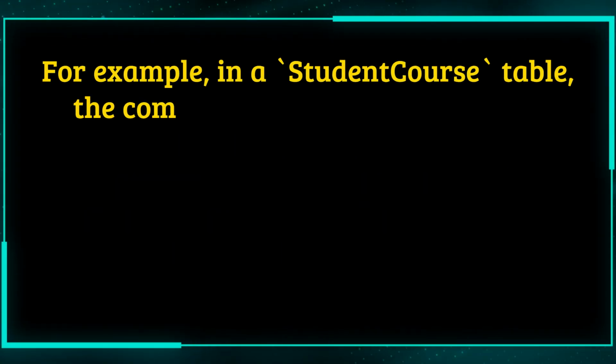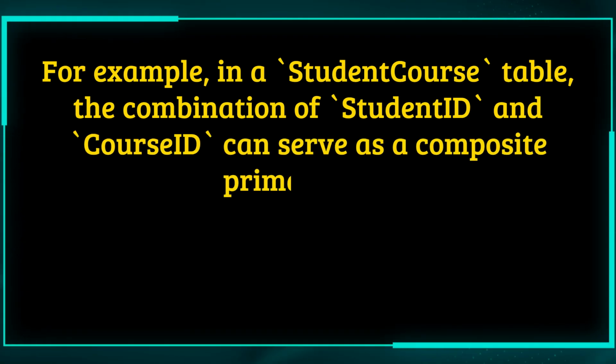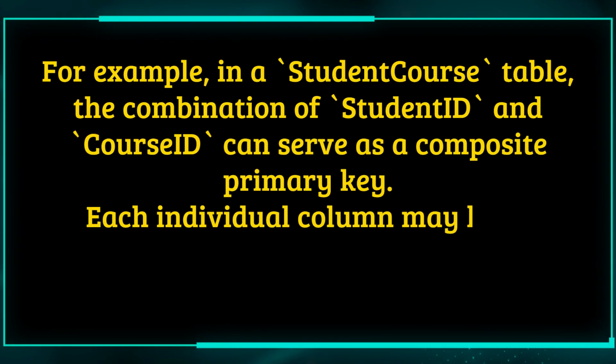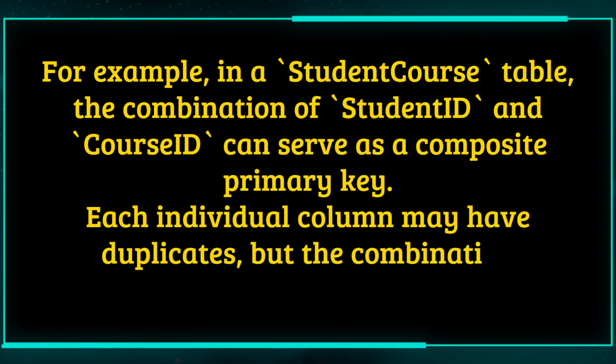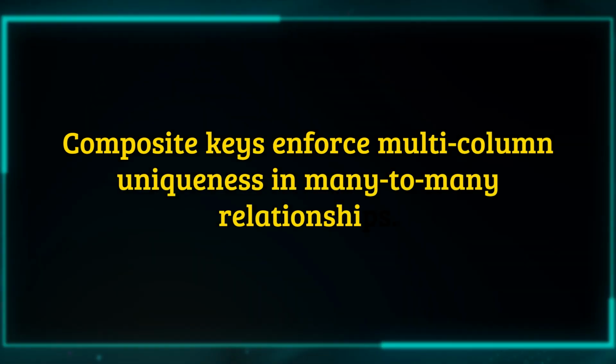For example, in a student course table, the combination of student ID and course ID can serve as a composite primary key. Each individual column may have duplicates, but the combination is unique. Composite keys enforce multi-column uniqueness in many-to-many relationships.